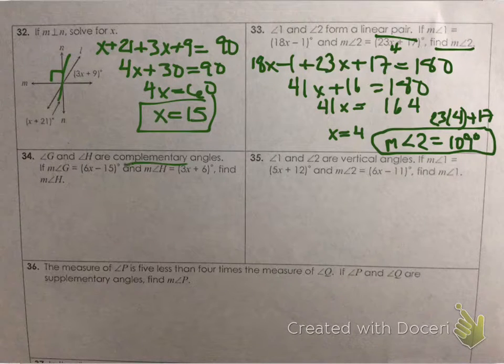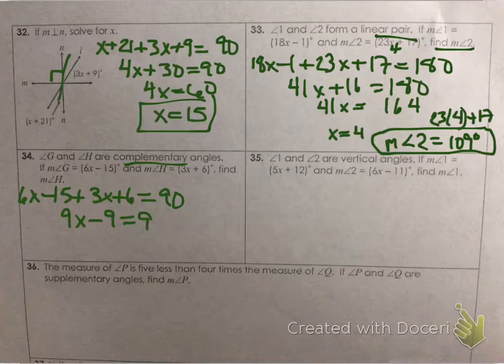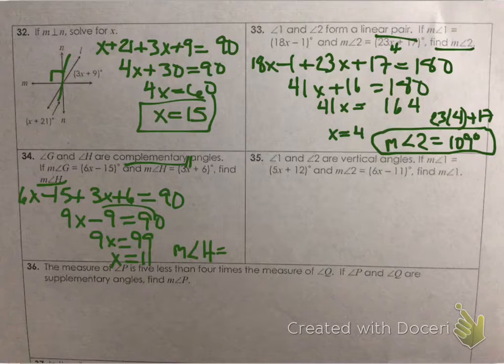Complementary means they add up to 90. So here's 6x minus 15 plus 3x plus 6 equals 90. Now I've got 9x minus 9 equals 90. Add the 9. You get 9x equals 99. So x equals 11. Notice this one says find angle H, so I put that here. 3 times 11 plus 6 is going to give me that the measurement of angle H is 3 times 11, which is 33, plus 6, 39 degrees.